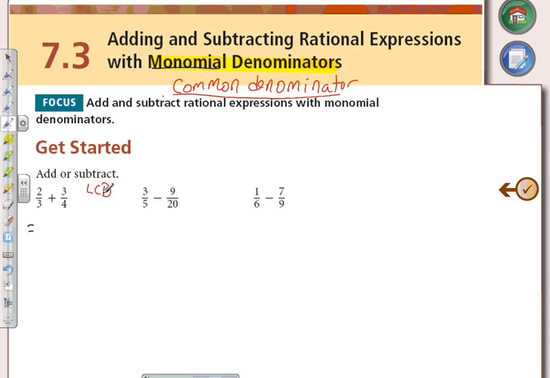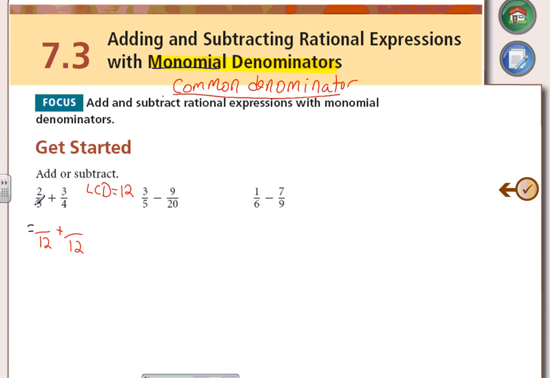Okay, we've got a 3 and a 4, so the LCD is 12. I need the first one to be over 12 and the second one to be over 12. What did we do to 3 to get to the 12? Multiplied by 4. So I've got to do the same thing to the numerator because I can multiply by 1 to keep it as an equivalent fraction. What did I do to the second fraction? Multiplied it by 3. Got to do the exact same thing to the numerator to make it work as well. So then we get 8 plus 9. Add them together and we get 17/12.